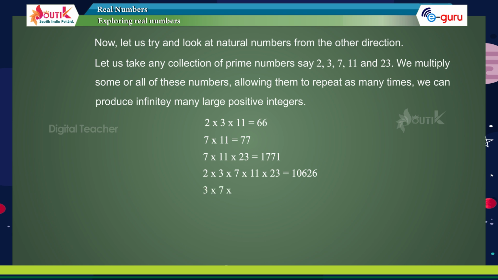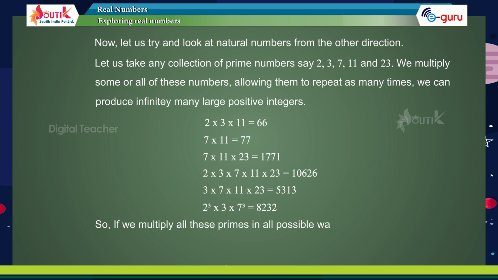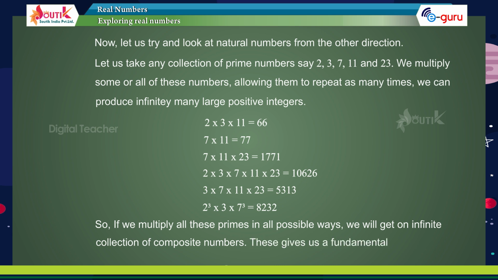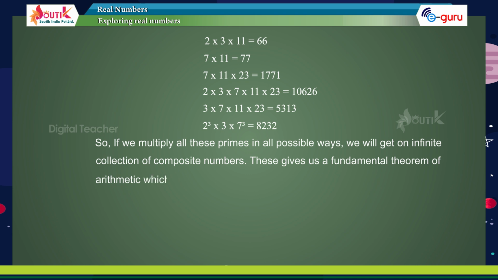3 into 7 into 11 into 23 equals 5313. 2 cube into 3 into 7 cube equals 8232. So, if we multiply all these primes in all possible ways, we will get an infinite collection of composite numbers. This gives us the fundamental theorem of arithmetic, which says that every composite number can be factorized as a product of primes.